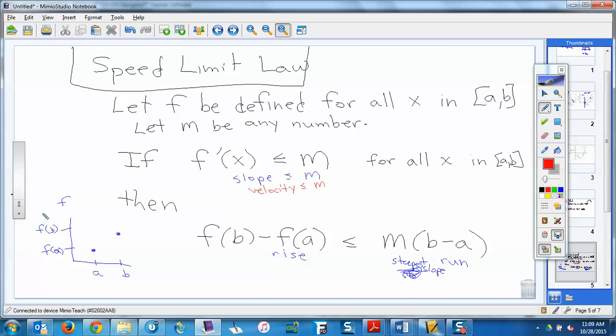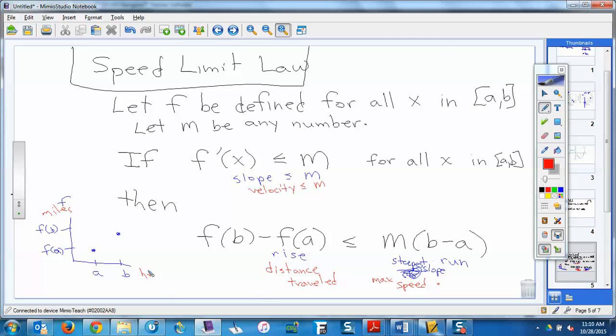What would f of b be? So if this is miles over here now, what would f of b minus f of a be? The distance we went, right? So this side, instead of rise, would be the distance traveled, right? And then m here we know is our max speed, right? And then what would b minus a be?